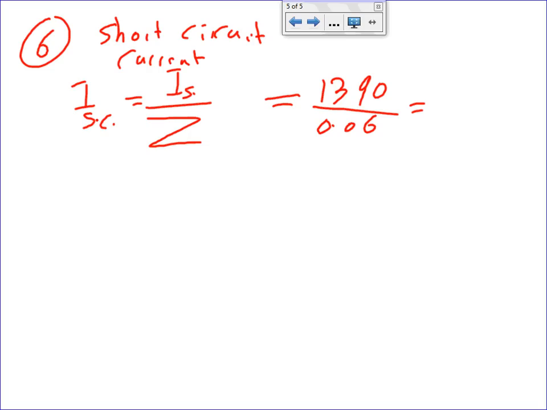Brooke? 23,167. It's 23.2 kiloamp, right? The approximation to K, because that's what we talk in K language. So approximately 23.2 K. Now this boy that you're looking at here is rated for 50K.